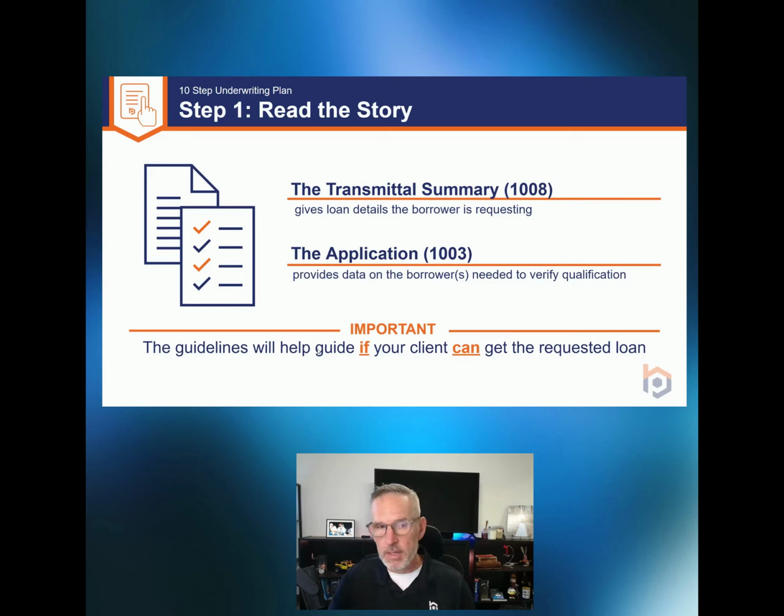Now, again, it's really important that the guidelines will help guide you on whether your client can get the requested loan. Now, you're going to see in the way I get these steps set up, steps 1 through 5 are basically kind of a go, no go point. Once you get past step 5, the loan should be able to be approved in theory, right?